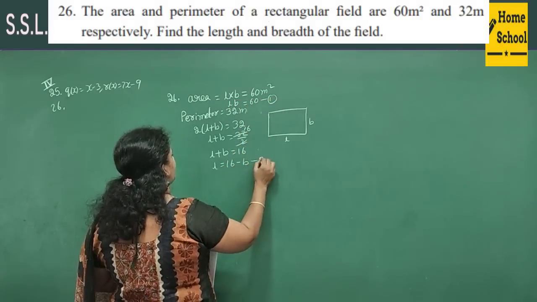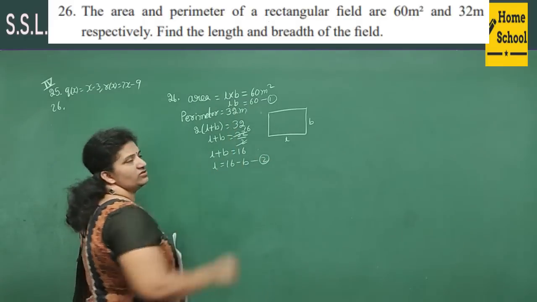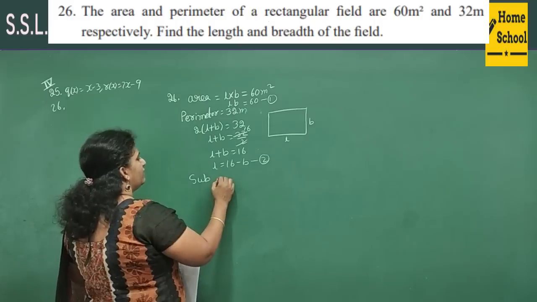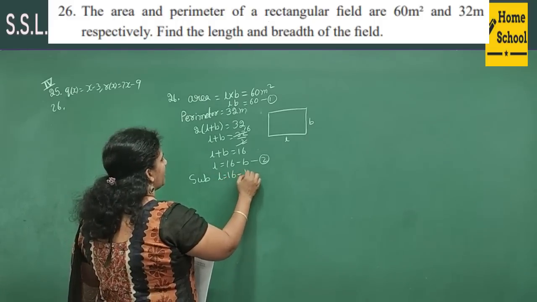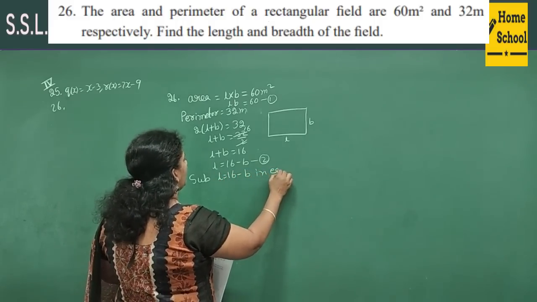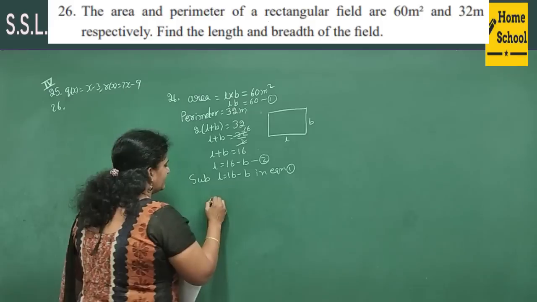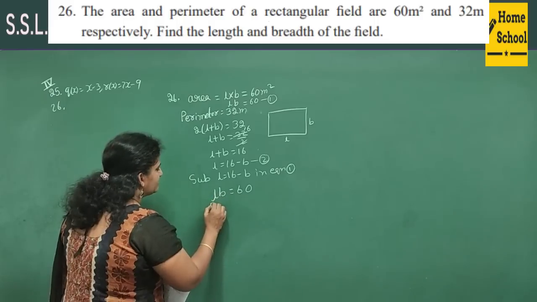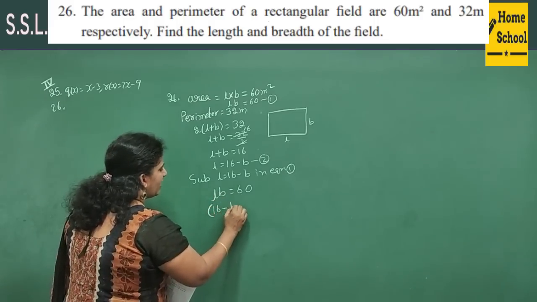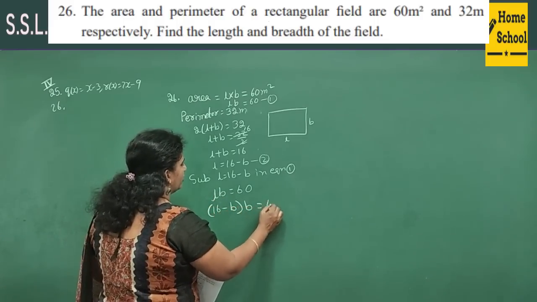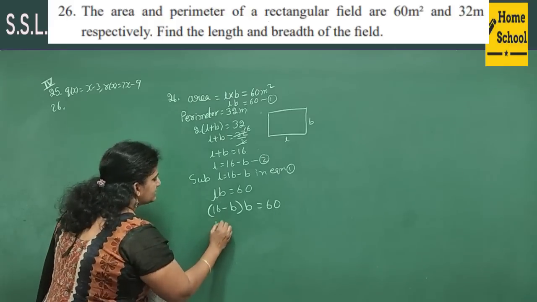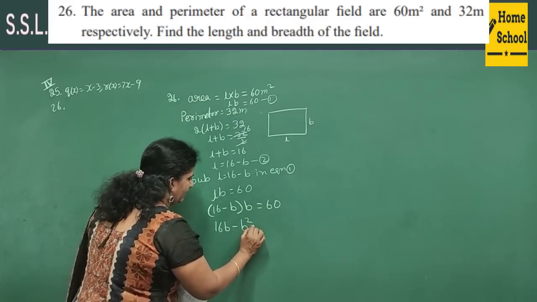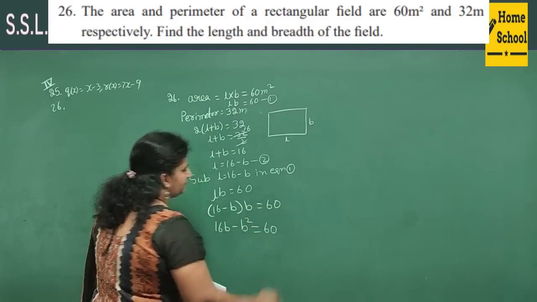Mark this first and mark this second. Substitute the L value in that. Substituting L equal to 16 minus b in equation 1, that is LB is equal to 60. In L place, write 16 minus b into b is equal to 60. 16b minus b square is equal to 60.